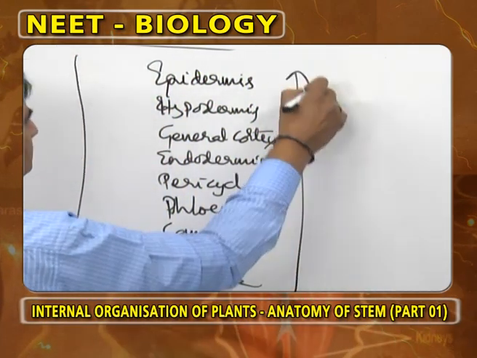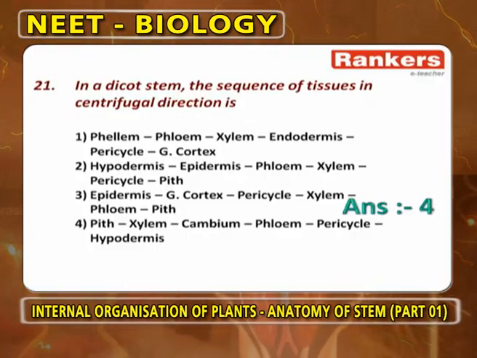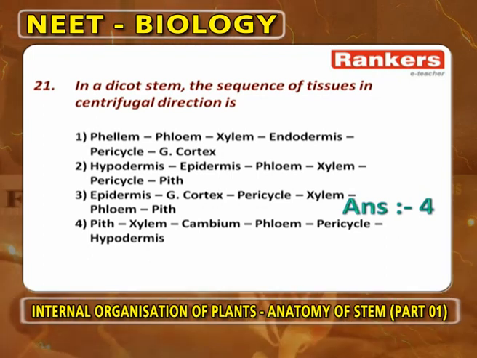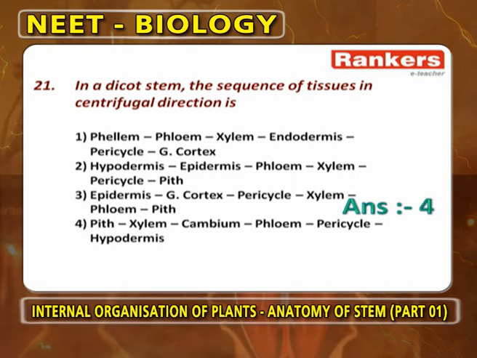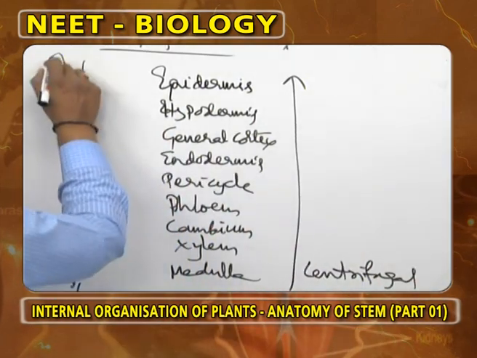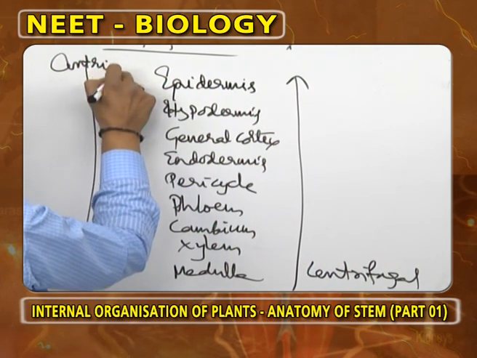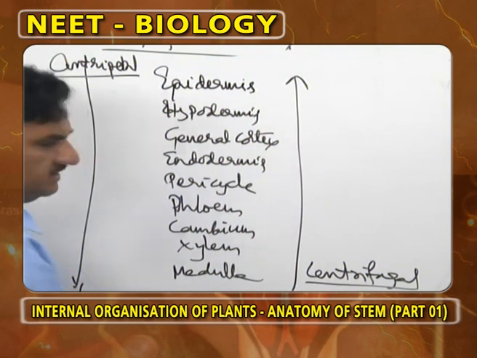Centrifugal means from center to periphery. Answer is medulla, xylem, cambium, phloem, pericycle and hypodermis. So, this is called centrifugal explanation and this is called centripetal explanation. From periphery to center is centripetal, from center to periphery is centrifugal.